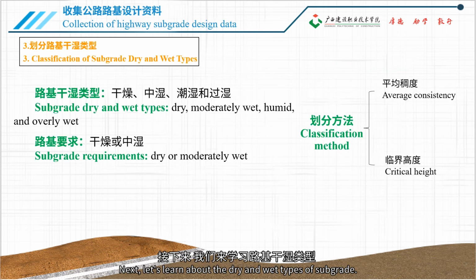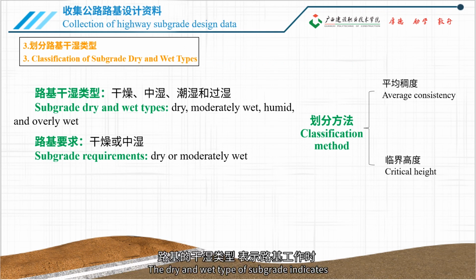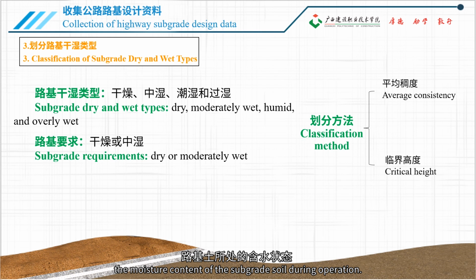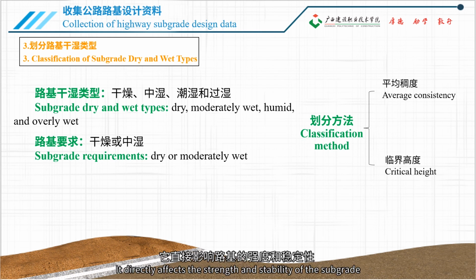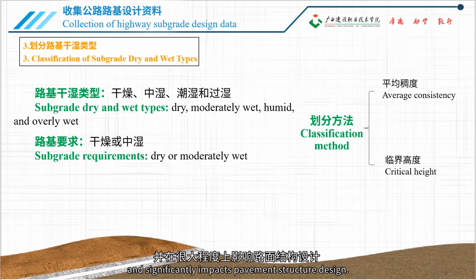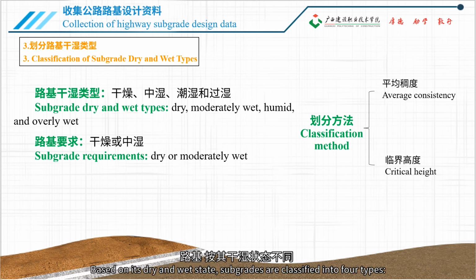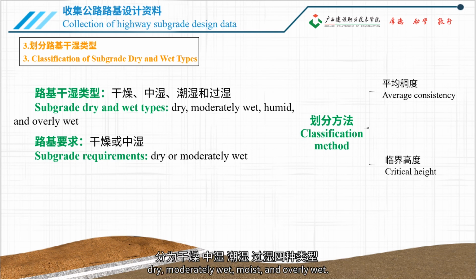Next, let's learn about the dry and wet types of subgrade. The dry and wet type of subgrade indicates the moisture content of the subgrade soil during operation. It directly affects the strength and stability of the subgrade and significantly impacts pavement structure design. Based on its dry and wet state, subgrades are classified into four types: dry, moderately wet, moist, and overly wet.